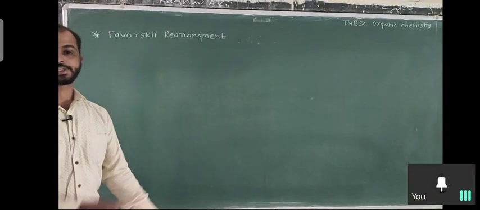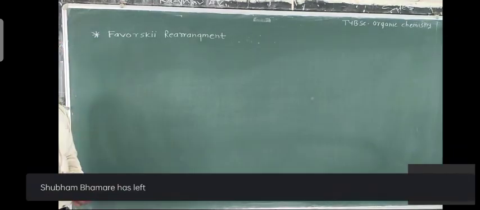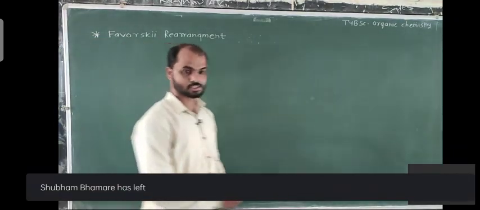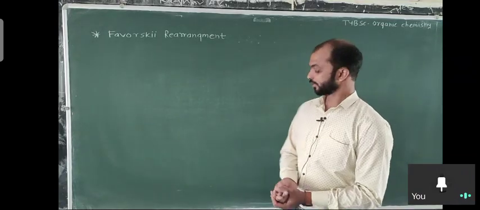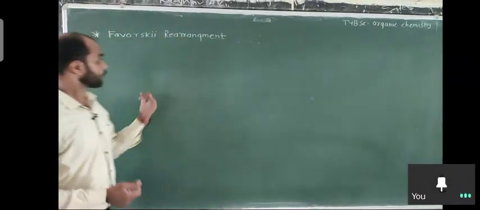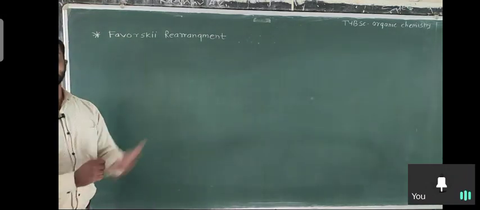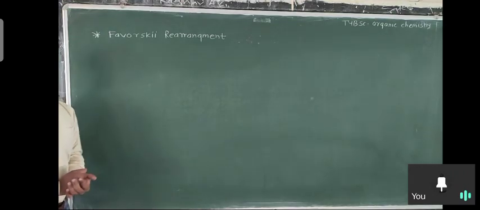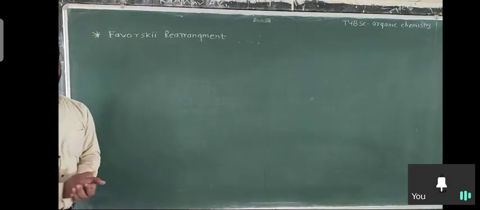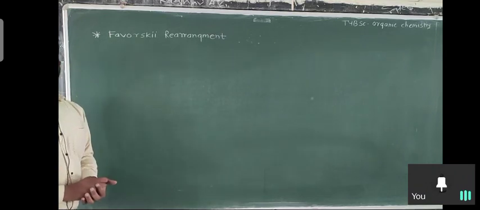Okay, hello students. Today we start another rearrangement, the Favorskii rearrangement. In the last lecture we saw the pinacol rearrangement. In today's lecture we are going to discuss the Favorskii rearrangement and the Claisen rearrangement. First of all we are going to see the Favorskii rearrangement. So what is a Favorskii rearrangement? What material is required and how does the rearrangement take place?